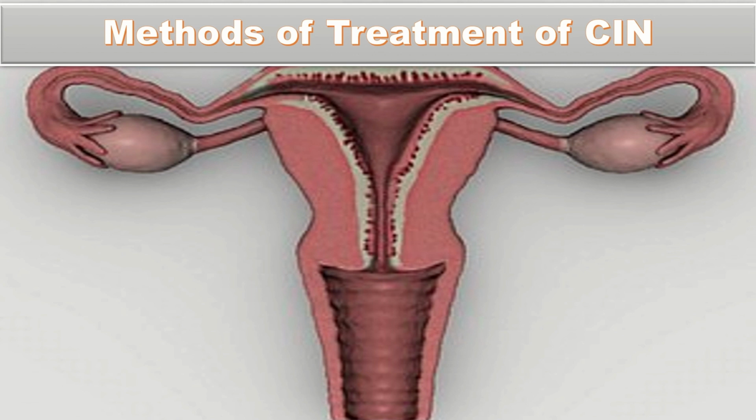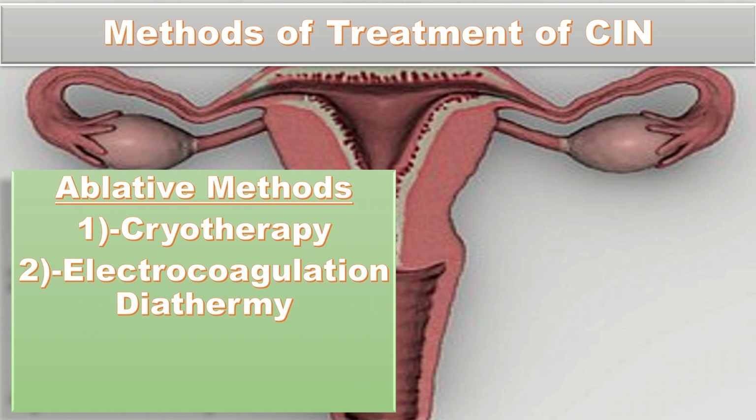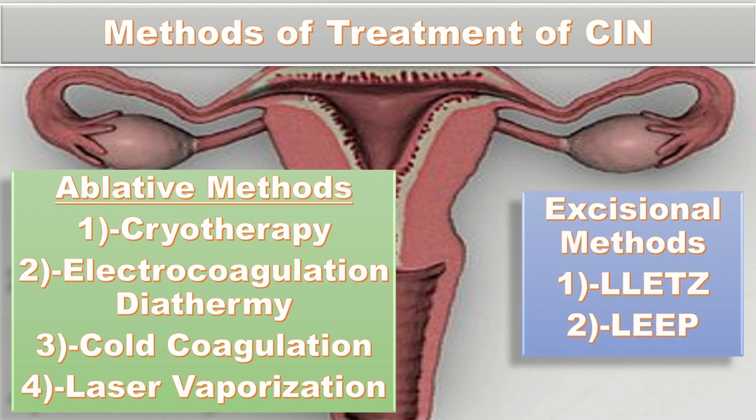The different treatment modalities include, first of all, the ablative methods like cryotherapy, electrocoagulation diathermy, cold coagulation, and laser vaporization. The excisional methods for the treatment of cervical intraepithelial neoplasia include large loop excision of the transformation zone and loop electrosurgical excisional procedure, also known as LEEP.